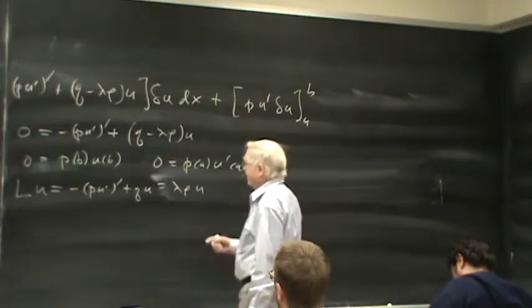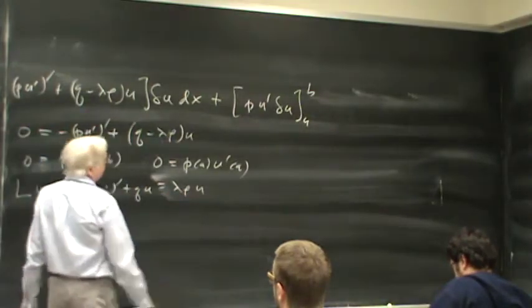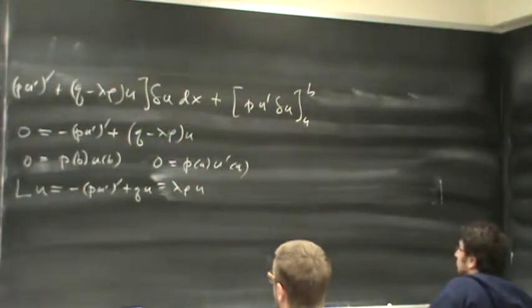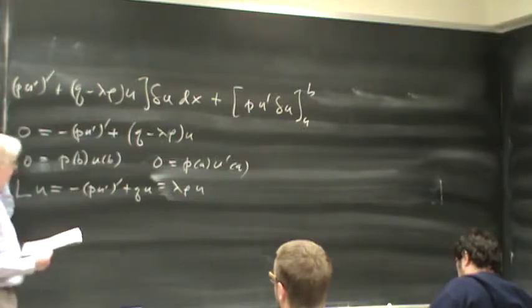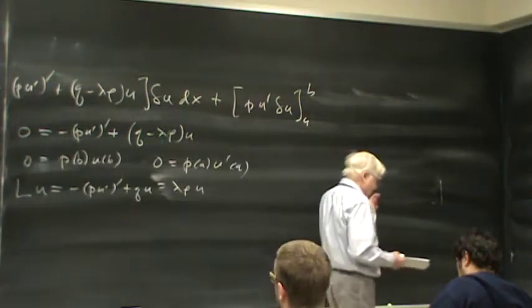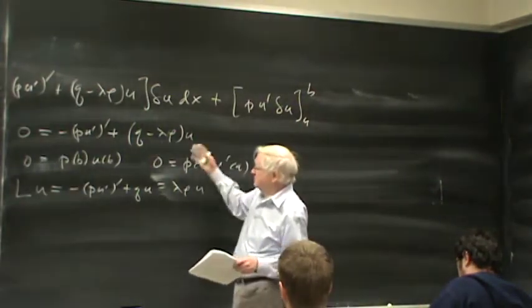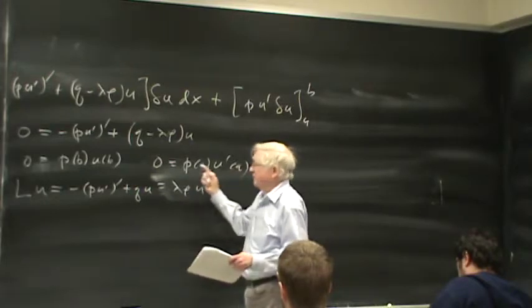So this Lagrange multiplier has turned into an eigenvalue, and the differential equation is formally self-adjoint. If we only required E to vanish for variations that vanish at the endpoints, then all we would get would be the Sturm-Liouville equation without the boundary conditions.